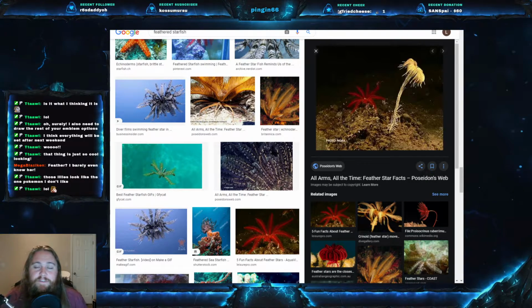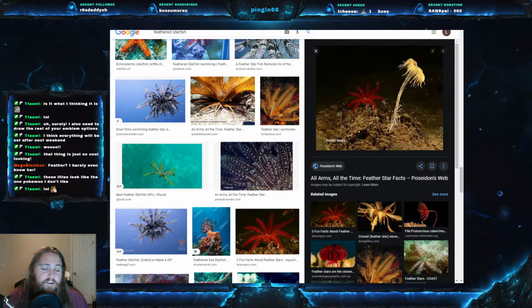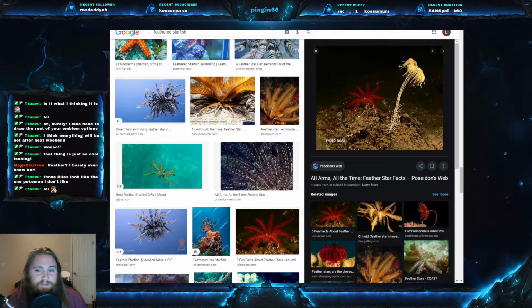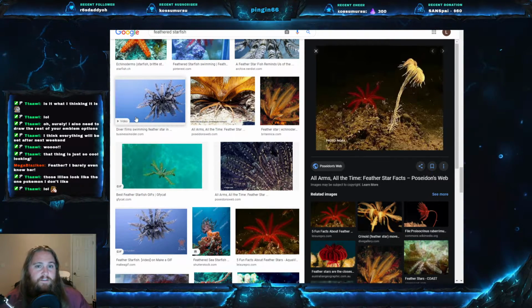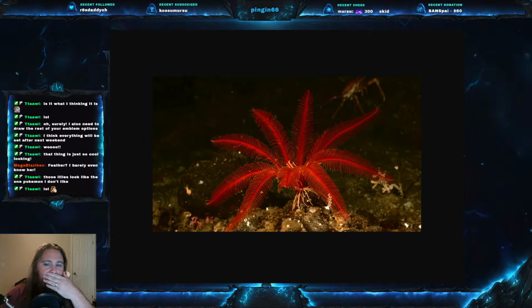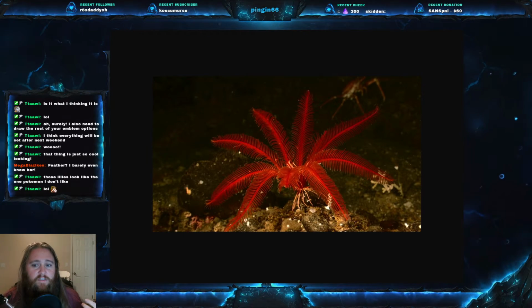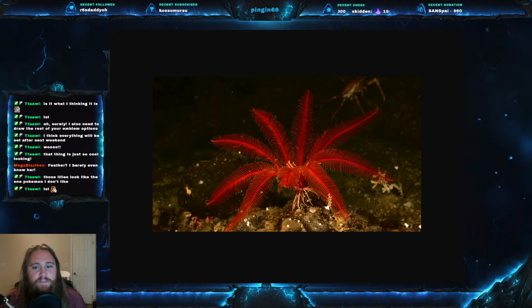Something interesting to note, these do have a water vascular system. So instead of having blood, they actually have water that is kind of their blood vessels that pushes the nutrients and removes the waste from all their cells.